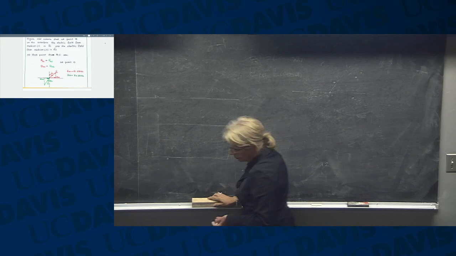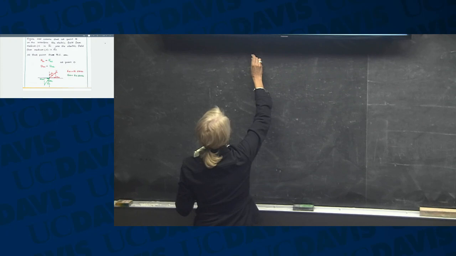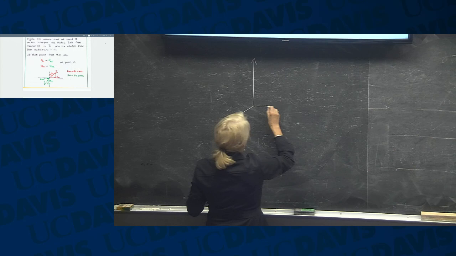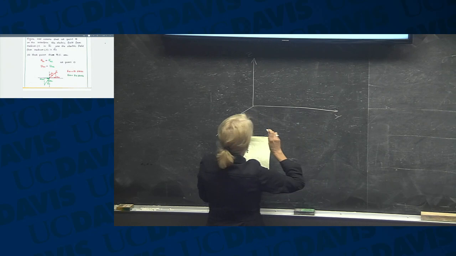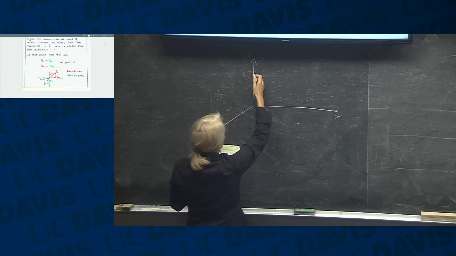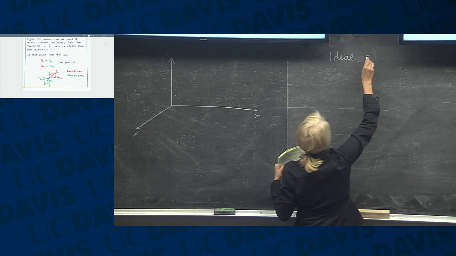Okay, we assume that we have, now I'm going to go back to the Cartesian coordinate system, X, Y, and Z here. And then we'll assume that on this, we have a parallel plate capacitor, so it's an ideal parallel plate capacitor.